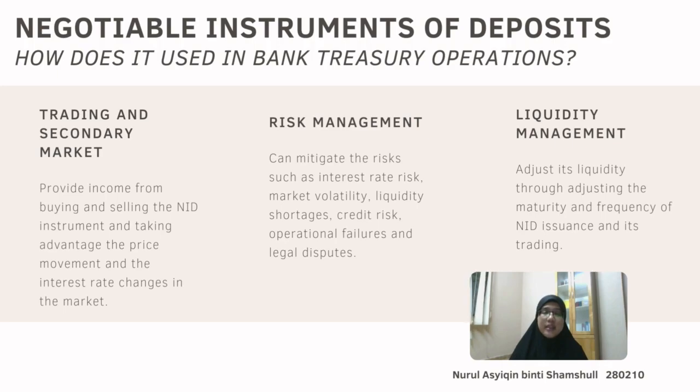The bank can sell the NID at a higher price when the bank expects that the market interest rate will rise so that they can earn profit. The bank can buy NID at a lower price and earn a return if the expected interest rate of the market were to fluctuate. Outright sell and purchase, repurchase agreement (REPO), and sell and buy back agreement (SBBA) are among the trading and secondary market transactions in which NID can be traded.